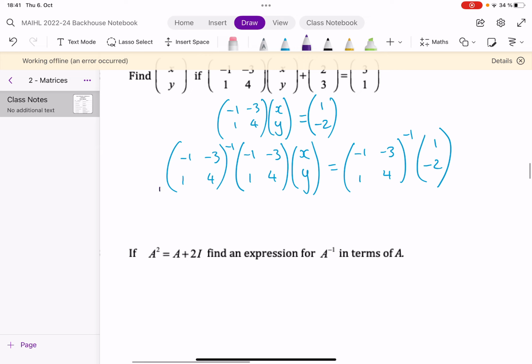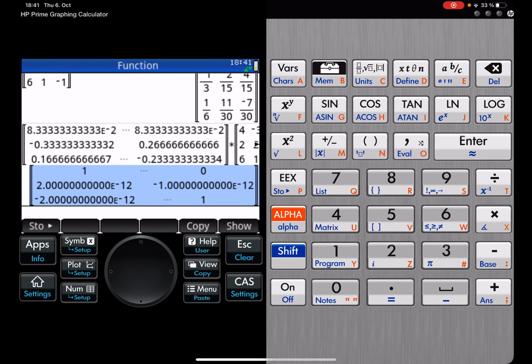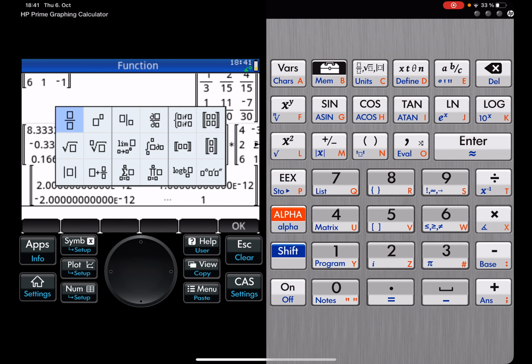All right, so this front section is just I. It's like having a 1 out the front. We can ignore it now. And you could do this algebraically. You could find the inverse, then multiply it by 1, negative 2, or you can get your calculator to do all that for you. So let's have a go at doing all that in one go.